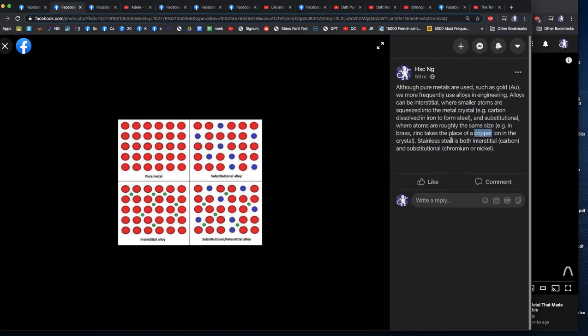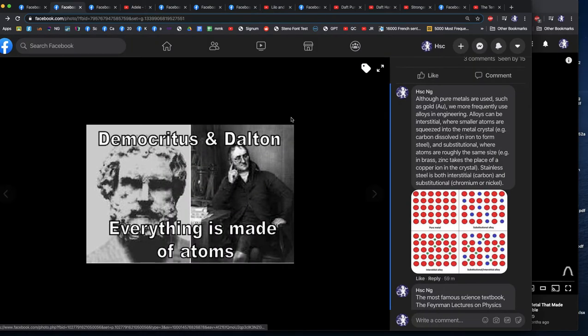in brass. And stainless steel is both. In stainless steel, we replace some amount of iron, about 10%, with nickel or chromium, and we add less than 1% carbon. These are both by weight, by the way, not by number of atoms. Okay, so that gives us a good starting point.